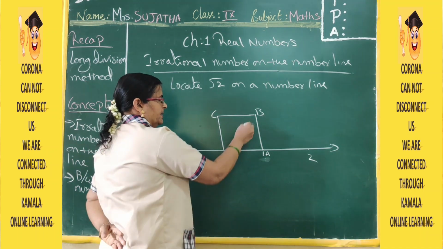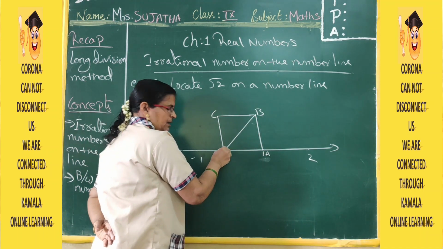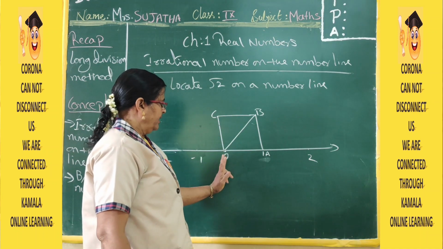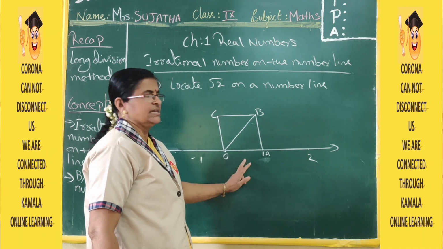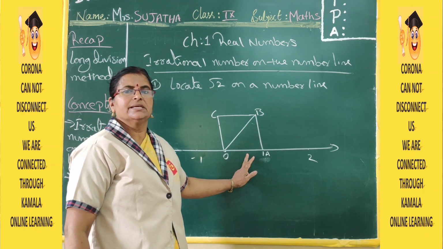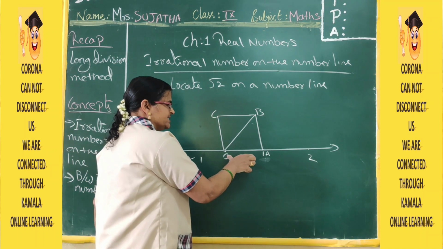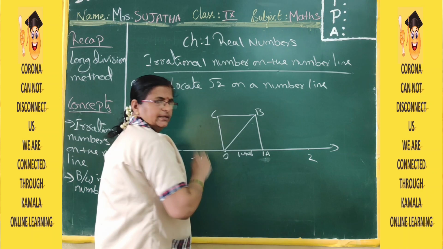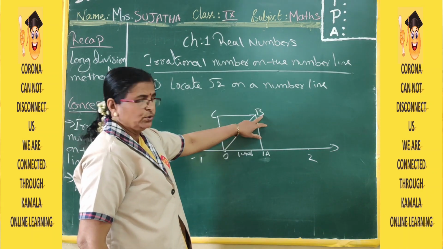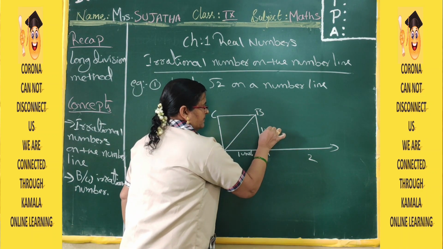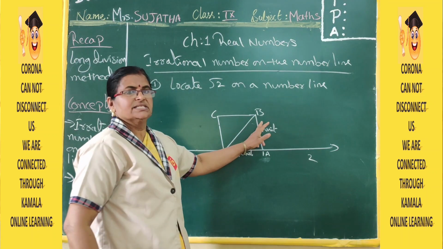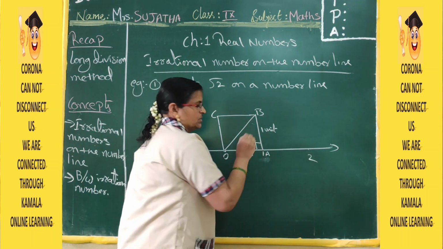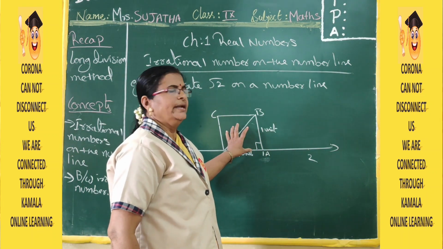Now join OB. If you observe, this OB is the diagonal, and OAB is a right angle triangle. Now what is the distance between O and A? 1 unit. The distance from A to B is also 1 unit. But what is the distance of OB? That we have to find. This is a right angle triangle, so use the Pythagoras theorem and find the OB distance.